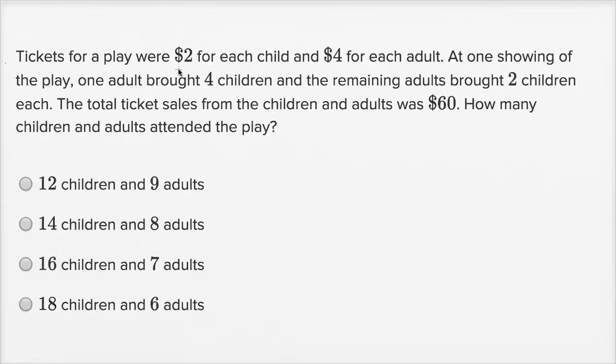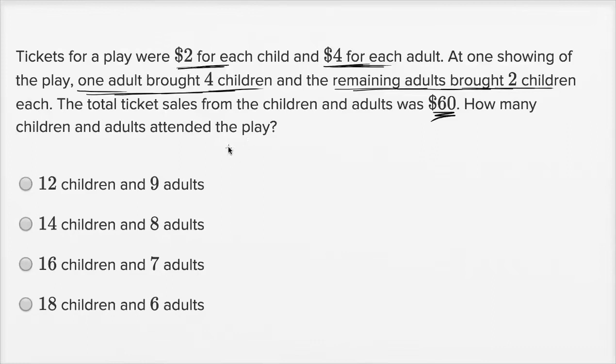Tickets for a play were $2 for each child, $4 for each adult. At one showing of the play, one adult brought 4 children, and the remaining adults brought 2 children each. The total ticket sales from the children and adults was $60. How many children and adults attended the play?